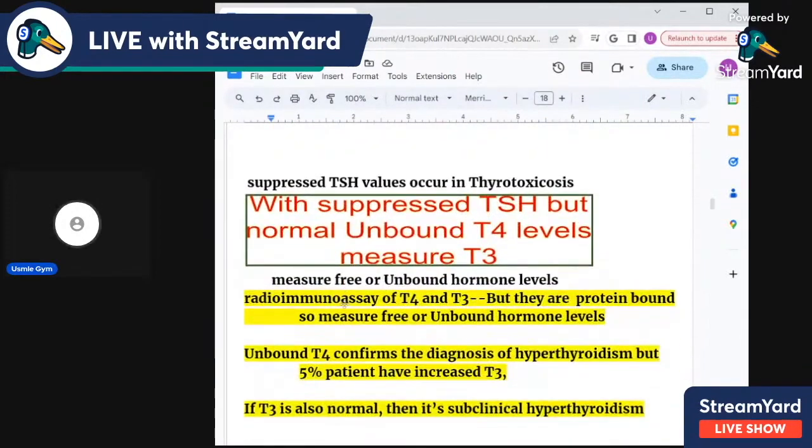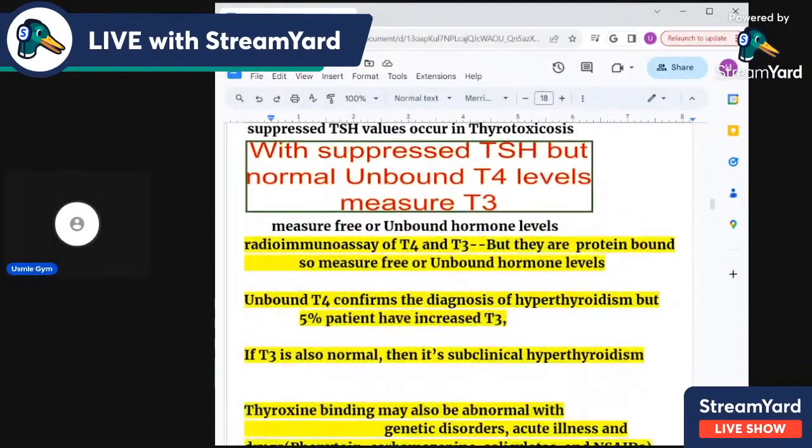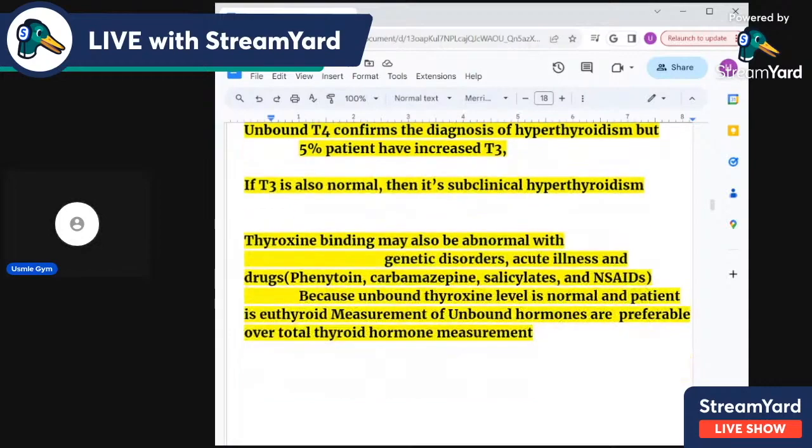Now, suppressed TSH levels occur in thyrotoxicosis. With suppressed TSH and normal unbound T4 levels, measure the T3. So when the TSH is suppressed, measure T4 and T3. T4 confirms the diagnosis of hyperthyroidism, but in 5% of patients only T3 is increased. So you have to measure the T3 also.